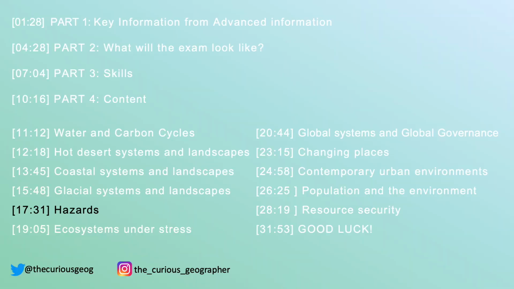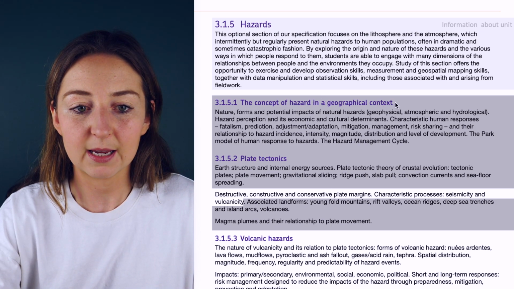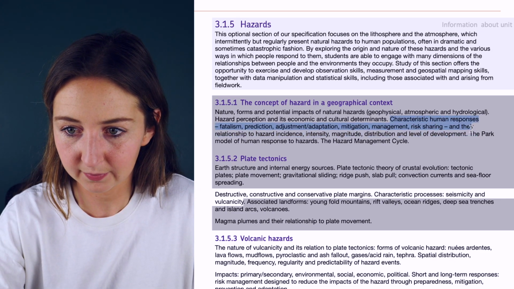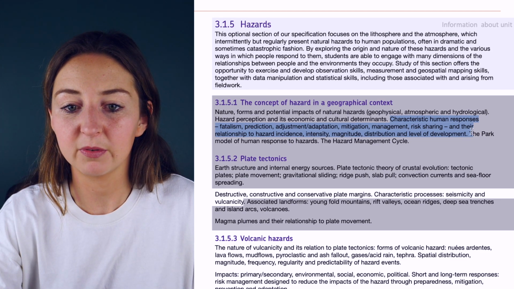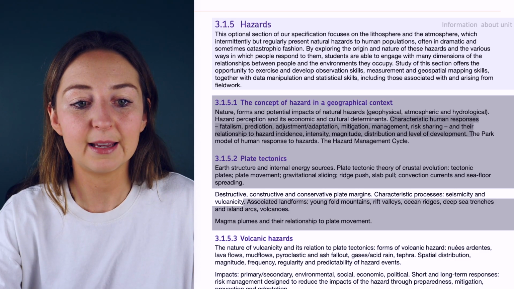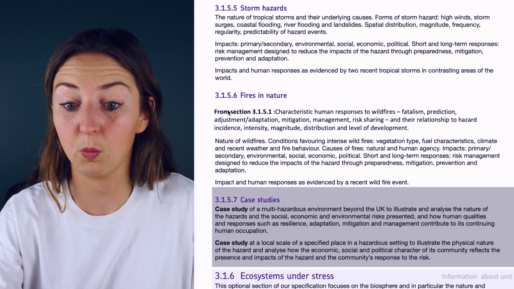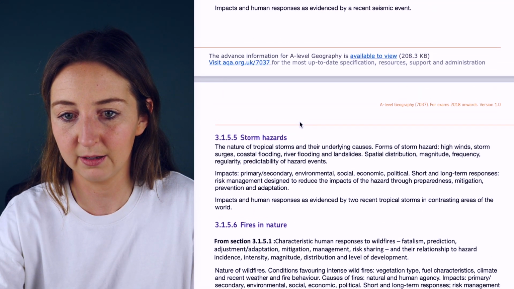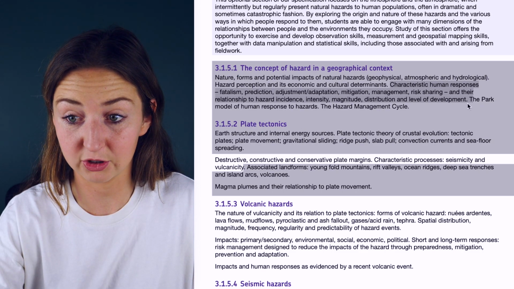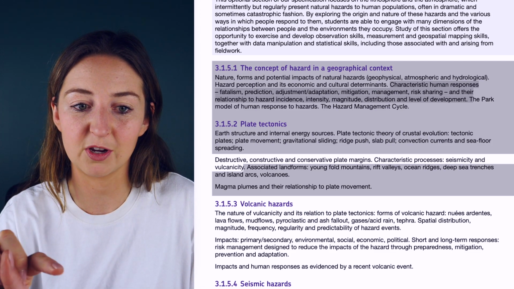On to hazards. Here, the concept of hazard in a geographical context has been taken off, so it's not on the list, but watch out because this part down here, characteristic human responses: fatalism, prediction, adjustment and adaptation, is included in the wildfires section, and I've included it down here, so it's a different part of that. So this is included for the wildfires section, just in case you've missed it. It is on the spec under the advanced information under wildfires.